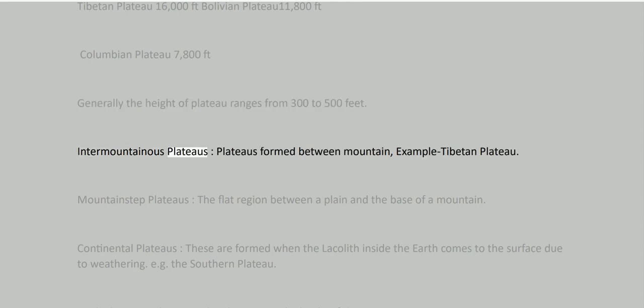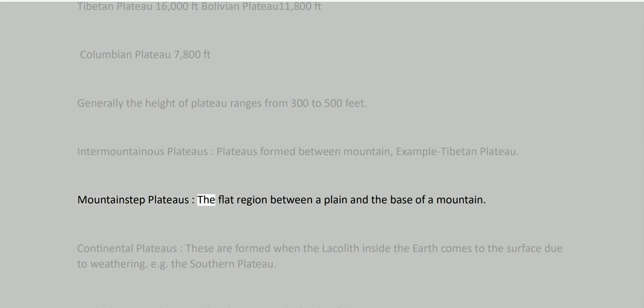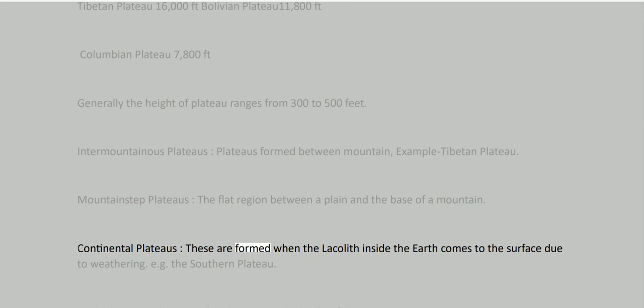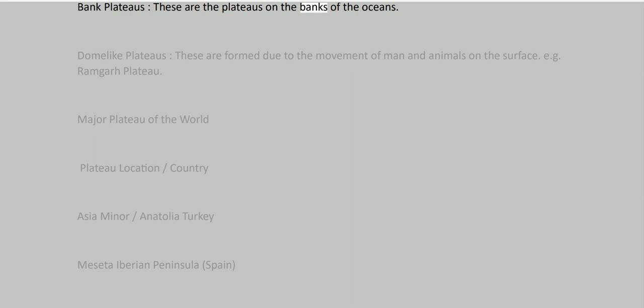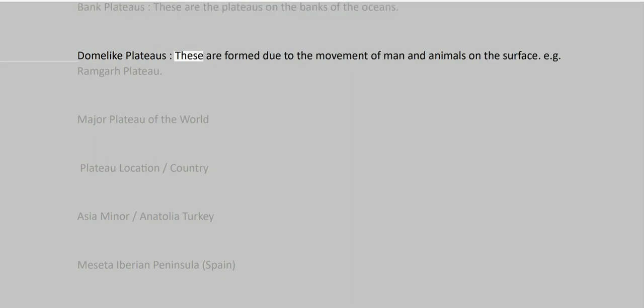Intermountainous plateaus: plateaus formed between mountains, example Tibetan Plateau. Mountain step plateaus: the flat region between a plain and the base of a mountain. Continental plateaus: these are formed when the laccolith inside the earth comes to the surface due to weathering, e.g. the Southern Plateau. Bank plateaus: these are the plateaus on the banks of the oceans. Dome-like plateaus: these are formed due to the movement of man and animals on the surface, e.g. Ramgarh Plateau.